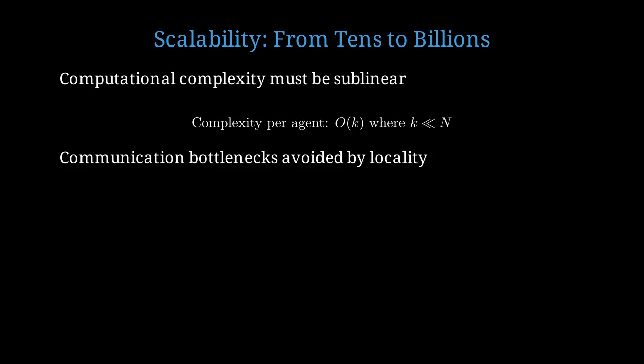Communication should be local, not all-to-all. Global communication creates bottlenecks that prevent scaling. Local communication allows parallel processing and scales gracefully. The power of swarms lies in emergence, collective capabilities that no individual possesses. Problem solving, pattern formation, and adaptation emerge from simple local interactions.